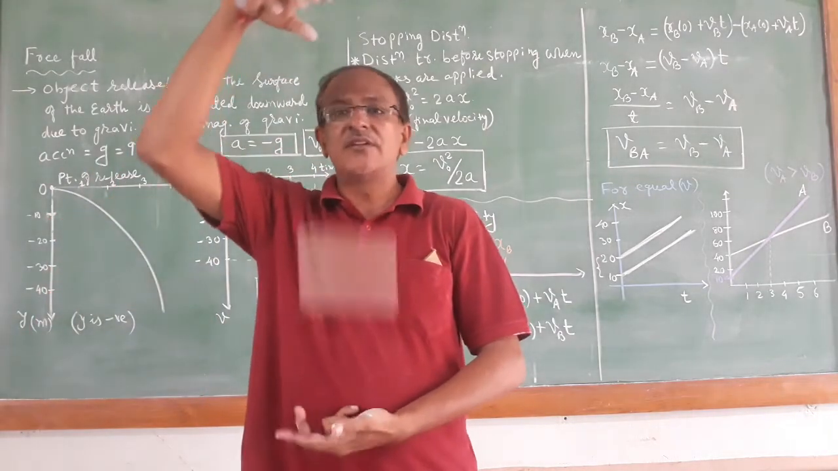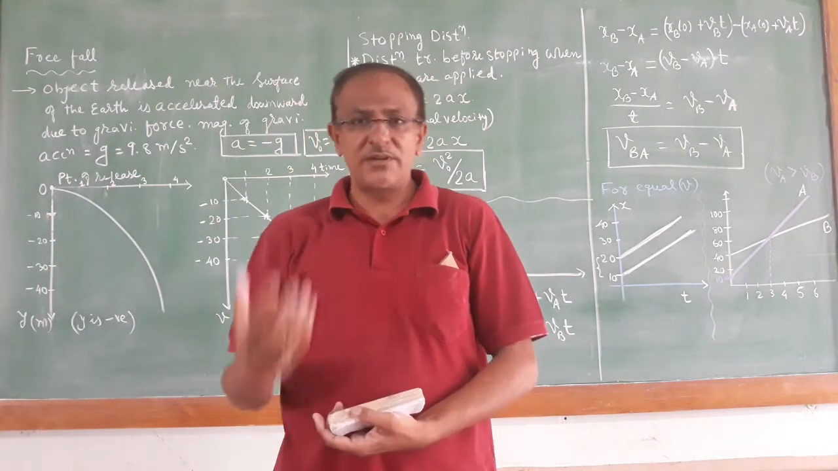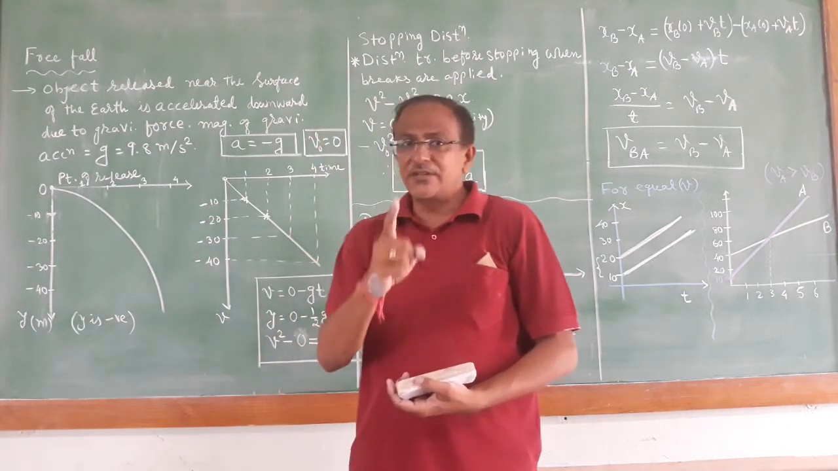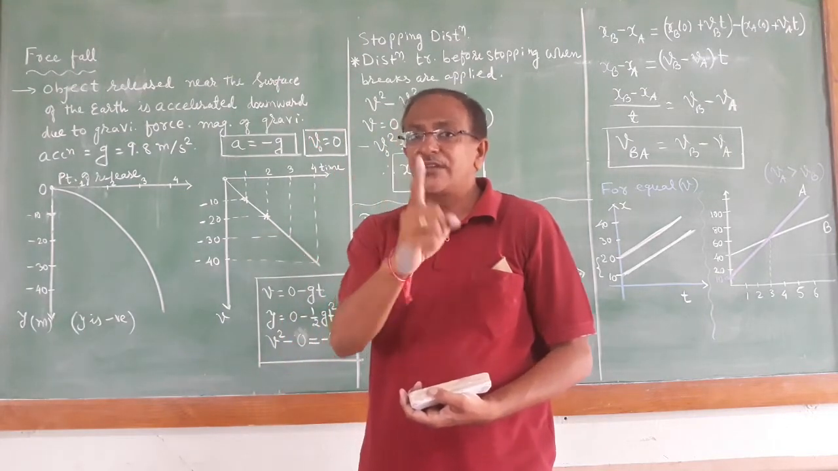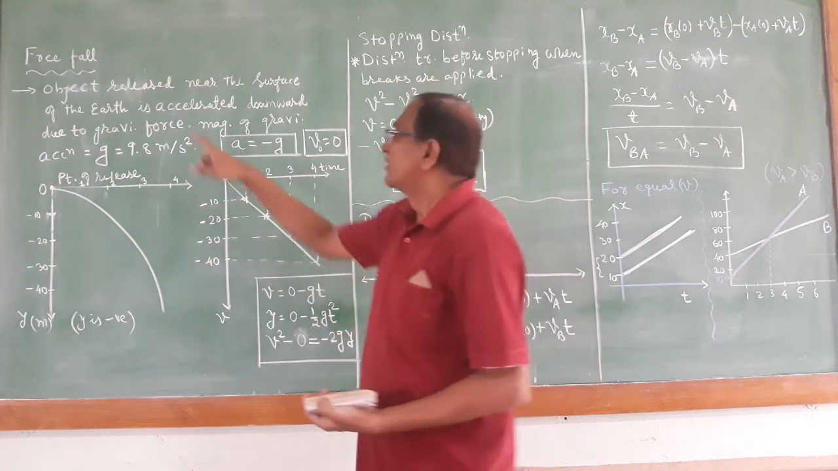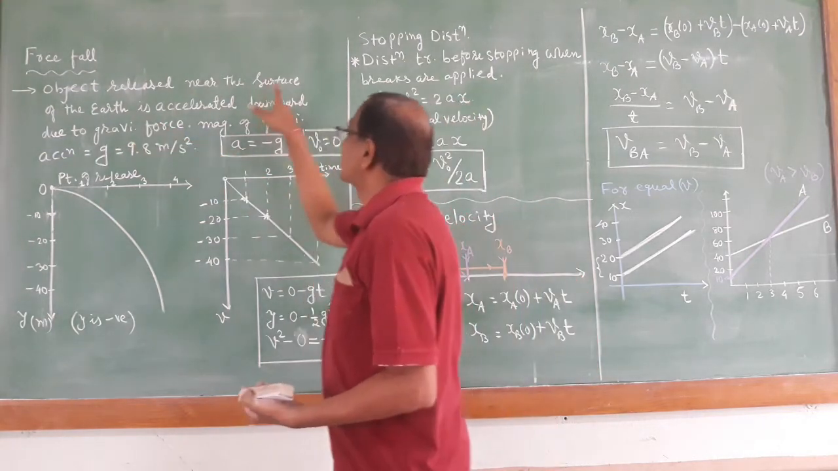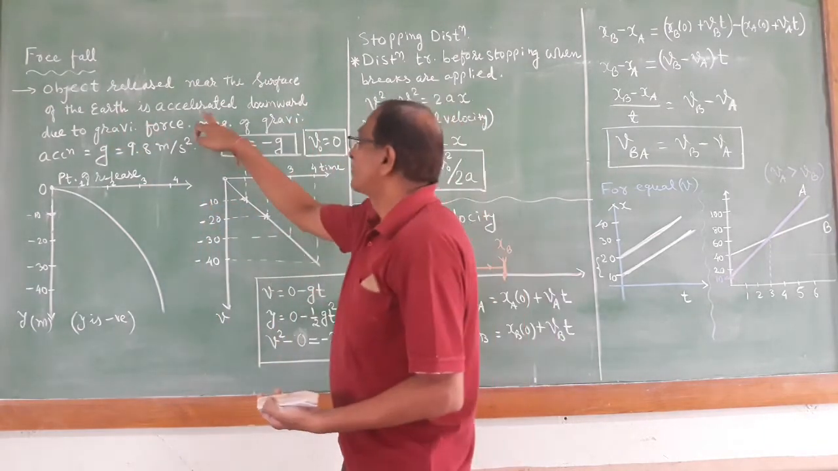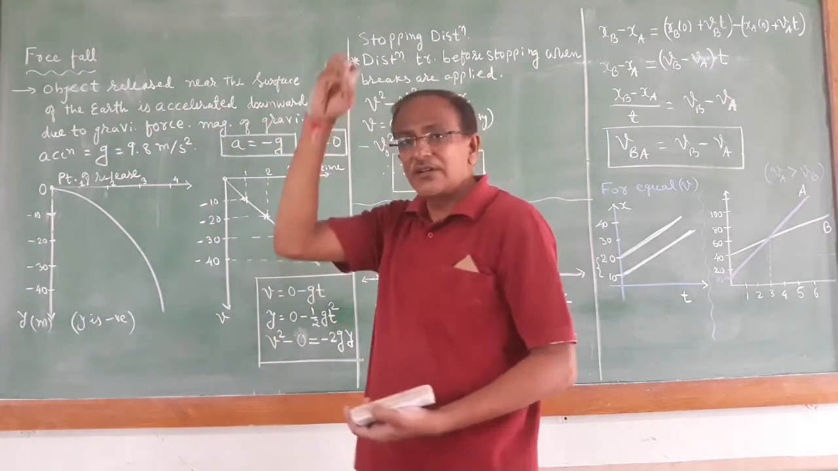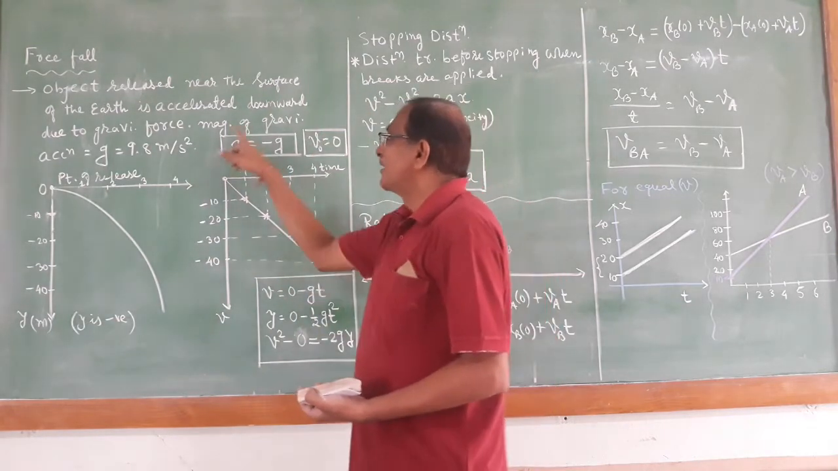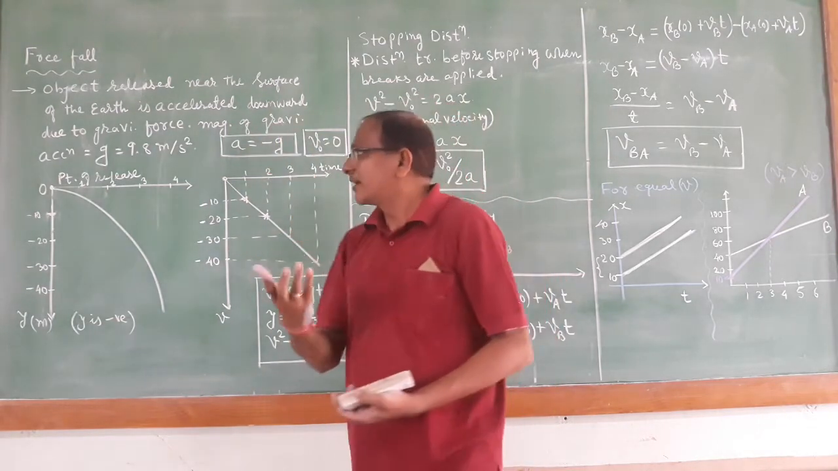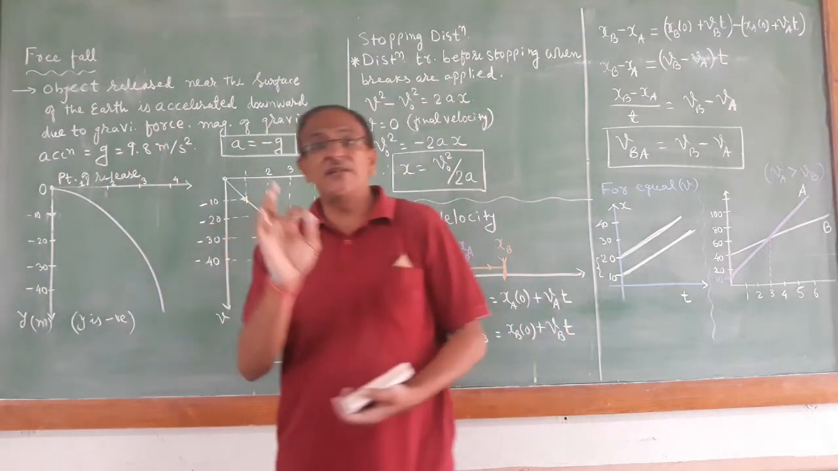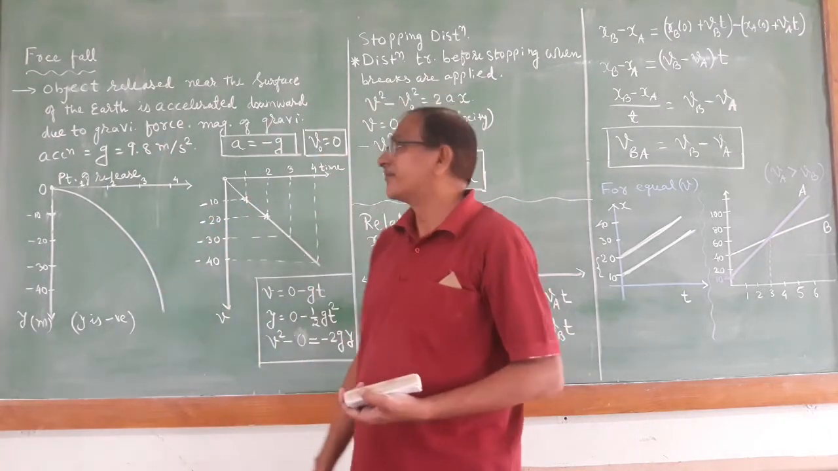Now this motion is an accelerated motion because of the gravitational force of the earth. So velocity will continuously increase. The force due to earth's gravity will produce the accelerated motion in the downward direction, and you know that the magnitude of gravitational acceleration g is taken to be 9.8 meter per second square.